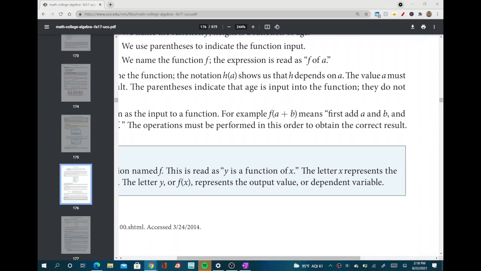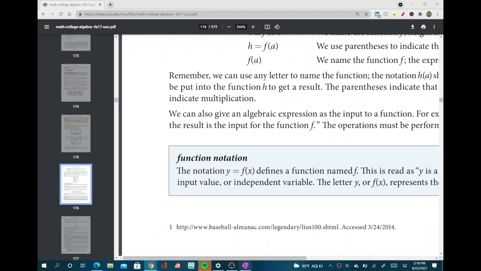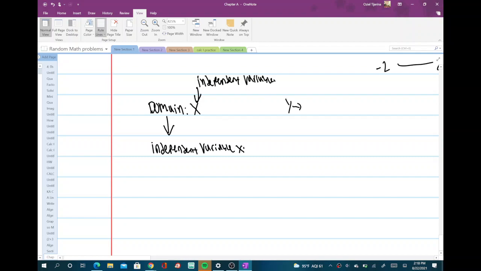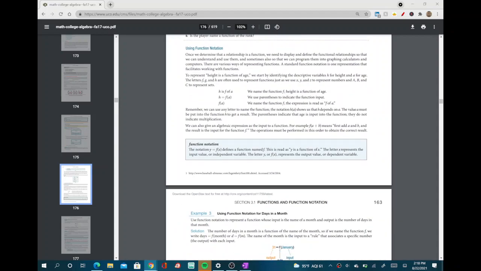The letter x represents the input value or independent variable. That's another thing I wanted to go over. The domain, which we know as x, can also be defined as the independent variable, x. So x is always your independent variable. Y is known as your dependent variable, or also your range, right? So that's another thing that I want to clarify about this.